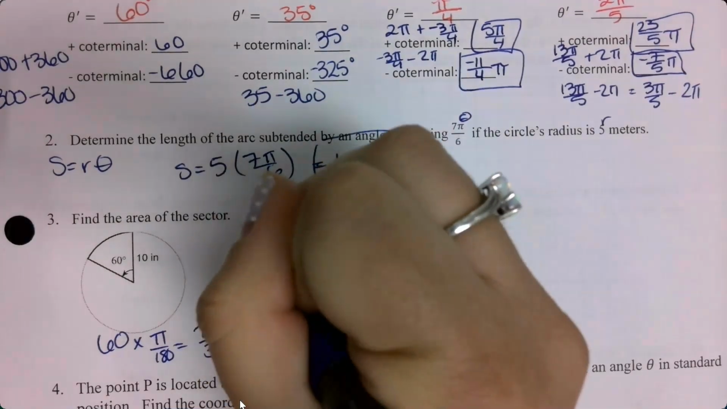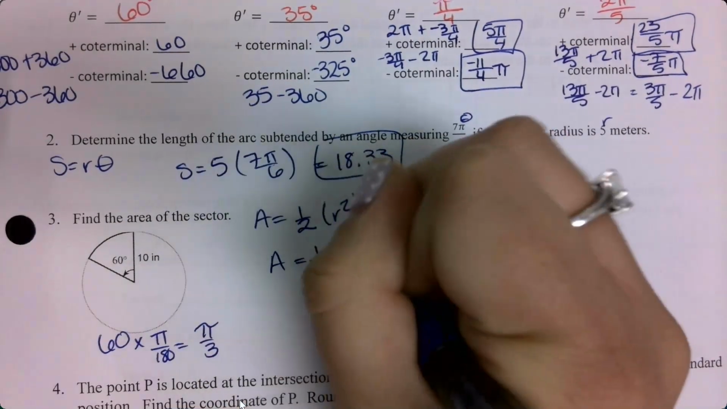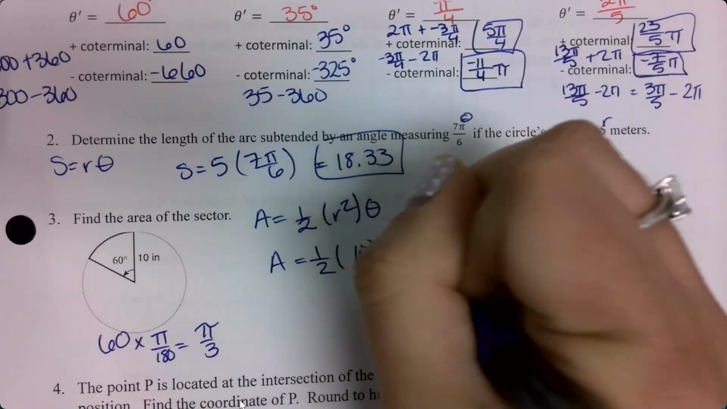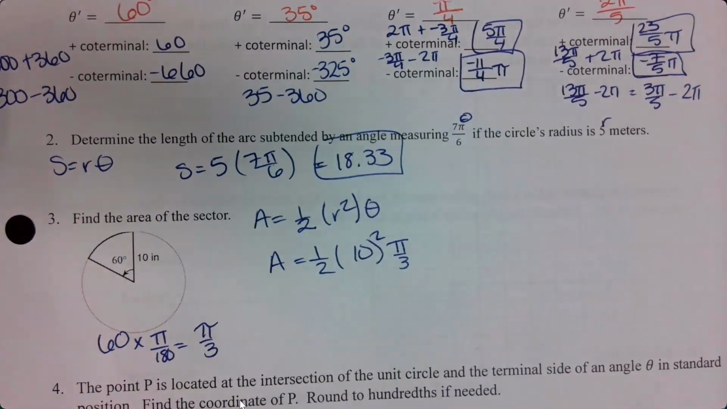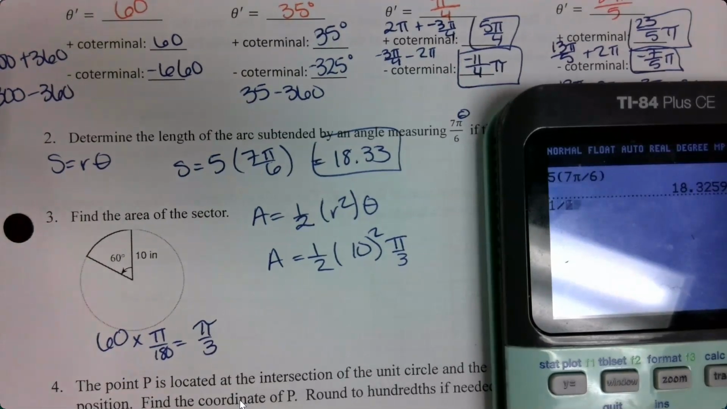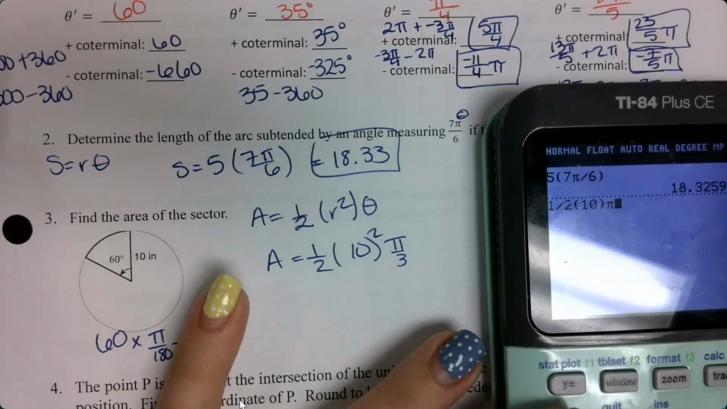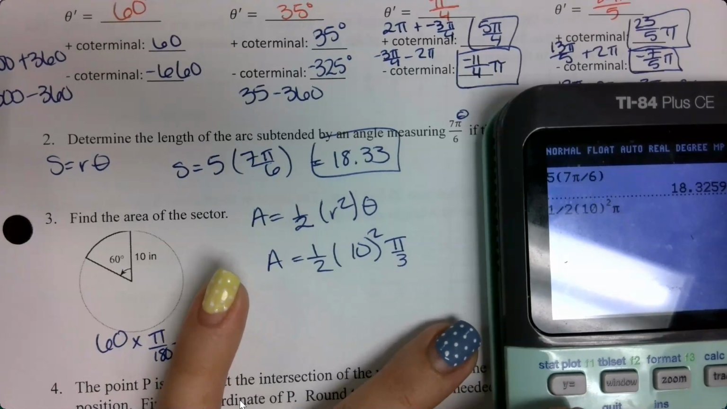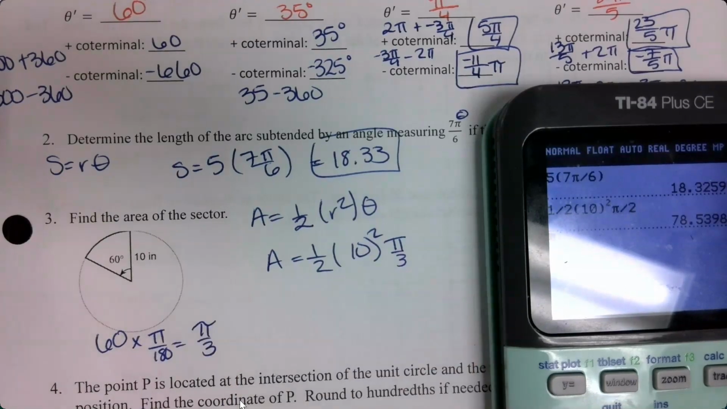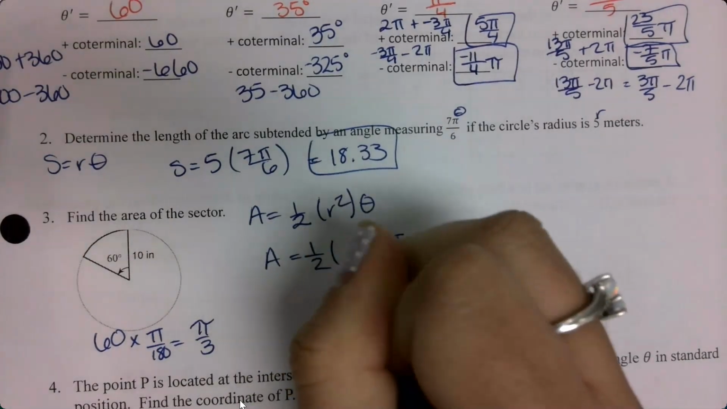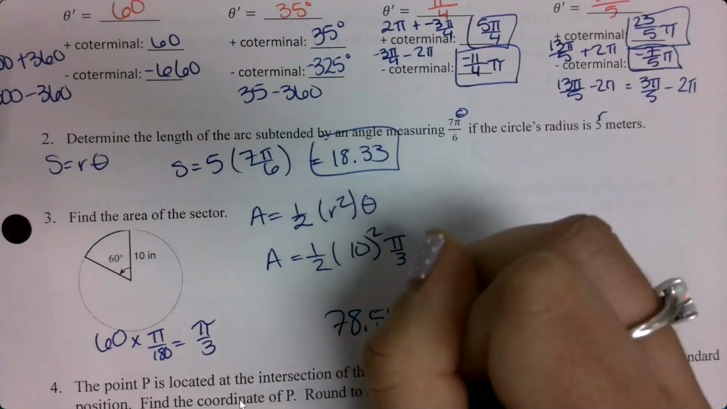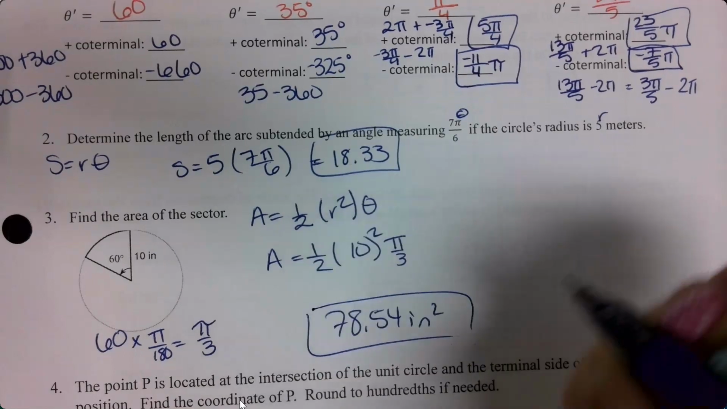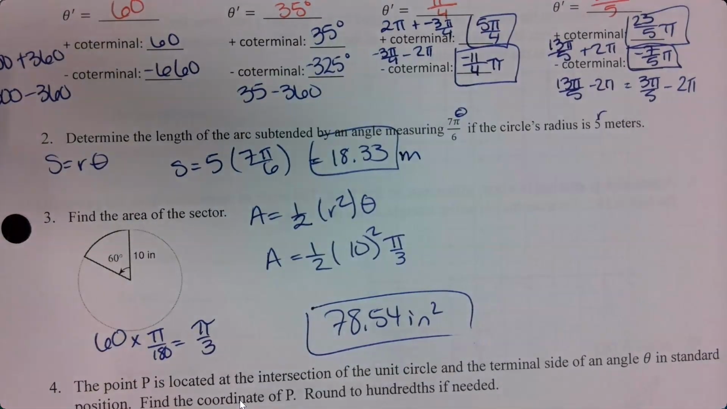So plugging into my formula, I have A equals 1/2. My radius is 10 times pi thirds. So 1/2 times, oops, 10 squared times pi thirds. So this is going to get me 78.54 inches squared. I should have had my units on the last one, that was meters.